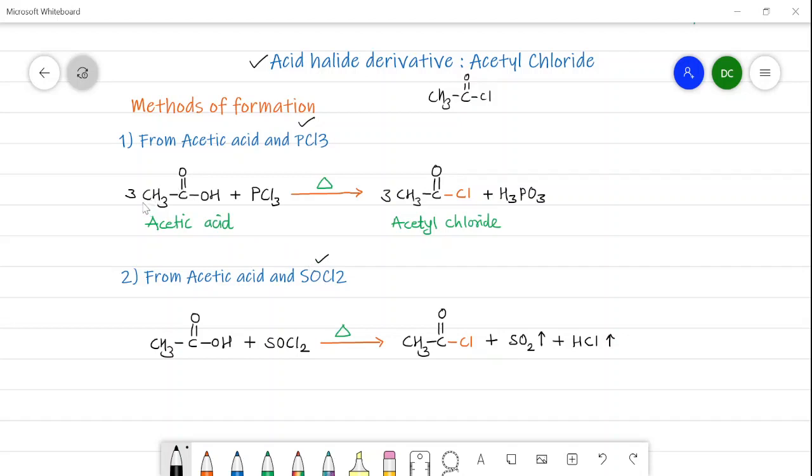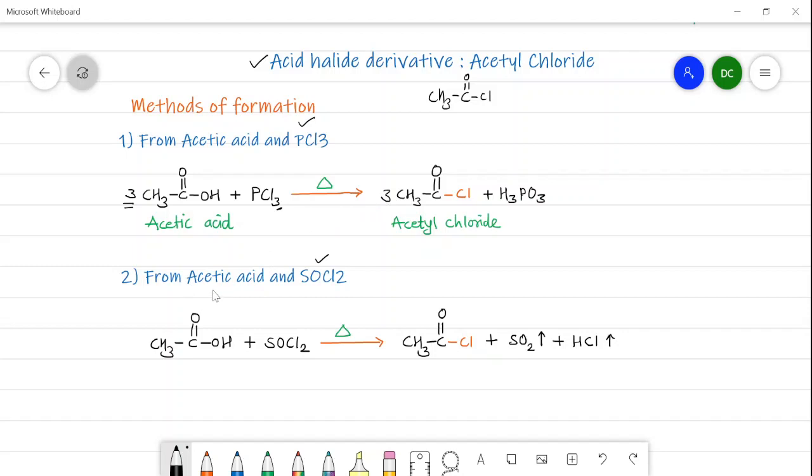See the first reaction. Three molecules of acetic acid react with phosphorus trichloride under heating condition to give acetyl chloride, and there is a formation of phosphorus acid. Look here, three chlorines are present. That's why we have to use three molecules of acetic acid, and it will give three molecules of acetyl chloride.